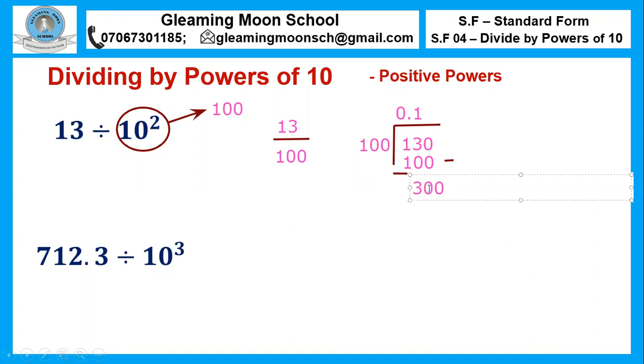So 100 divide 300 is going to give us 3. And 3 times 100 will give us what? 300. Okay, and then you subtract again. So you draw your line and subtract. And 300 take away 300 will give you 0. So that means you're done with your long division, and that means this is your answer. Okay, so the answer to 13 divided by 100 will give you 0.13.